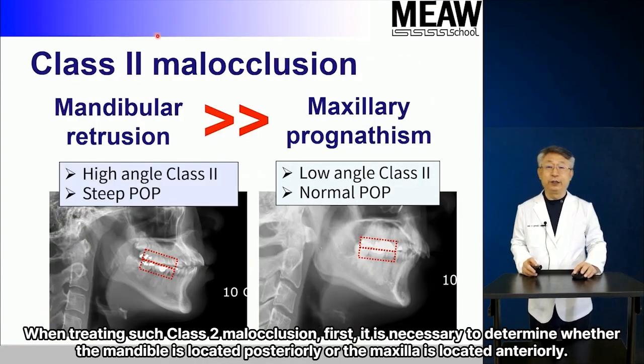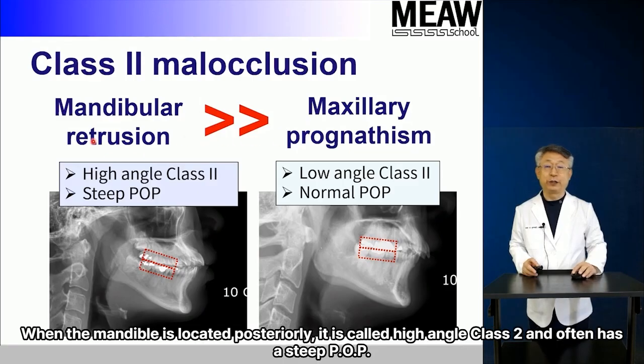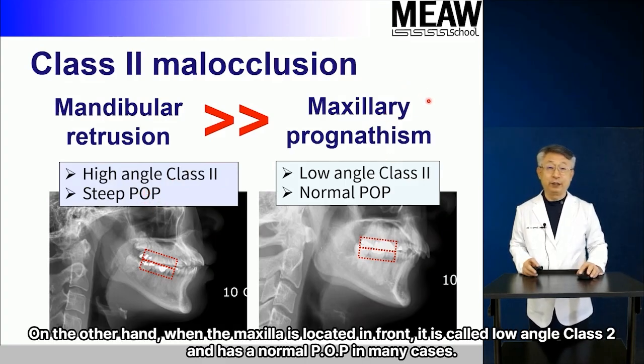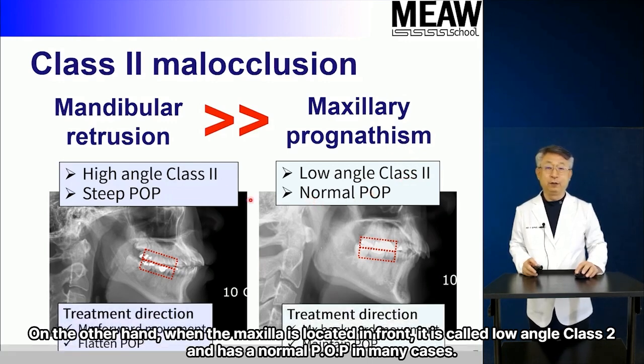When treating such Class 2 malocclusion, first, it is necessary to determine whether the mandible is located posteriorly or the maxilla is located anteriorly. When the mandible is located posteriorly, it is called high-angle Class 2 and often has a steep POP. On the other hand, when the maxilla is located in front, it is called low-angle Class 2 and has a normal POP in many cases.